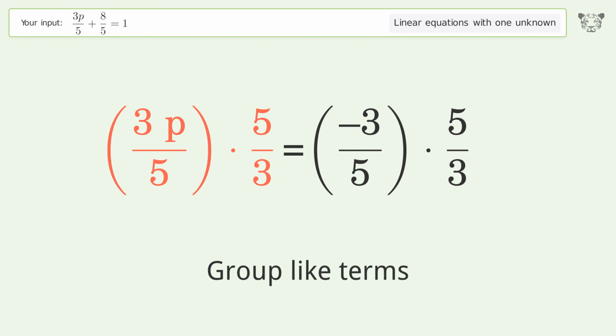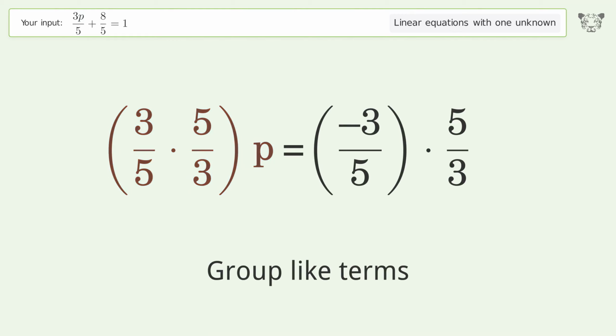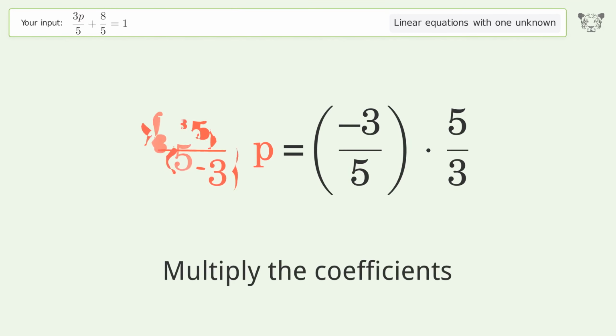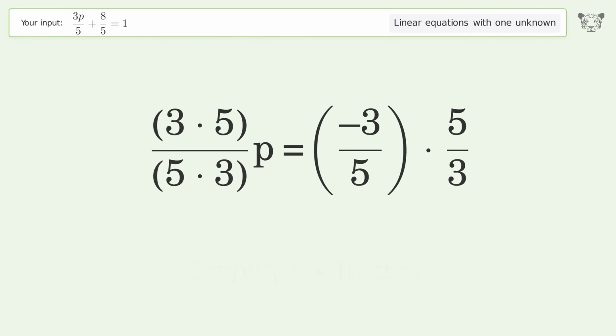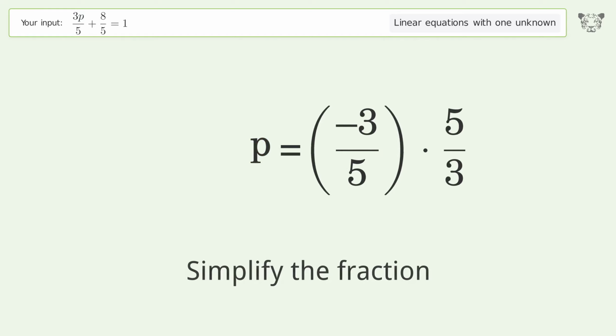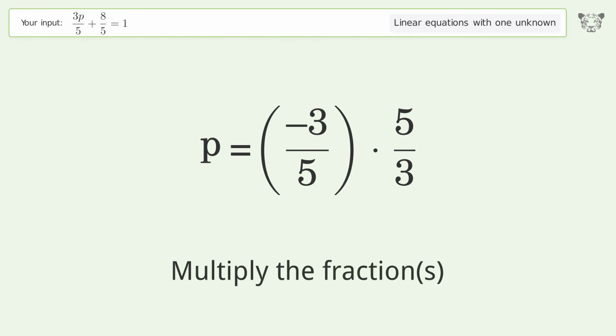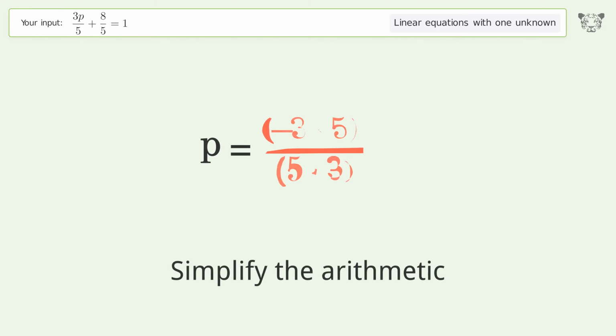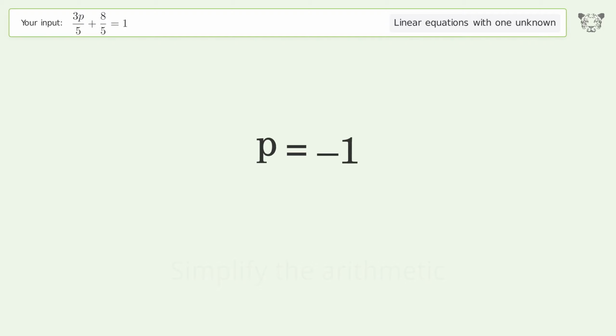Group like terms. Multiply the coefficients. Simplify the fraction. Multiply the fractions. Simplify the arithmetic. And so the final result is p equals -1.